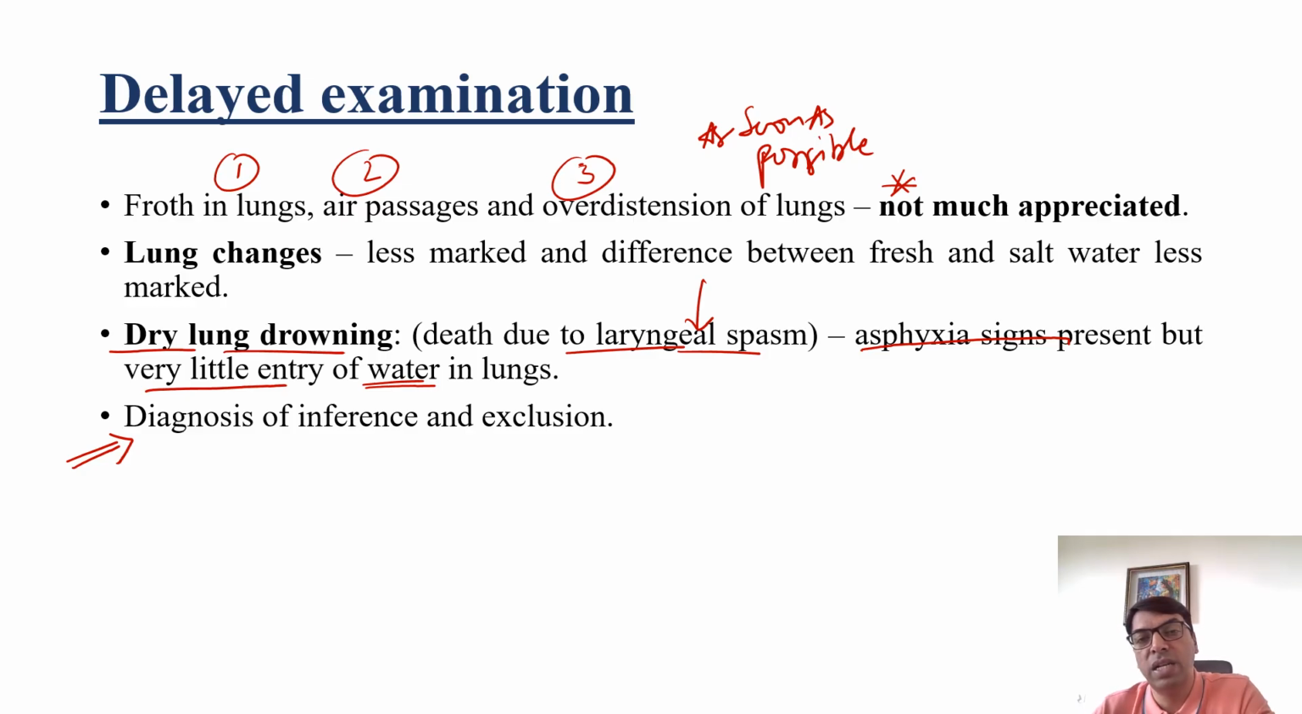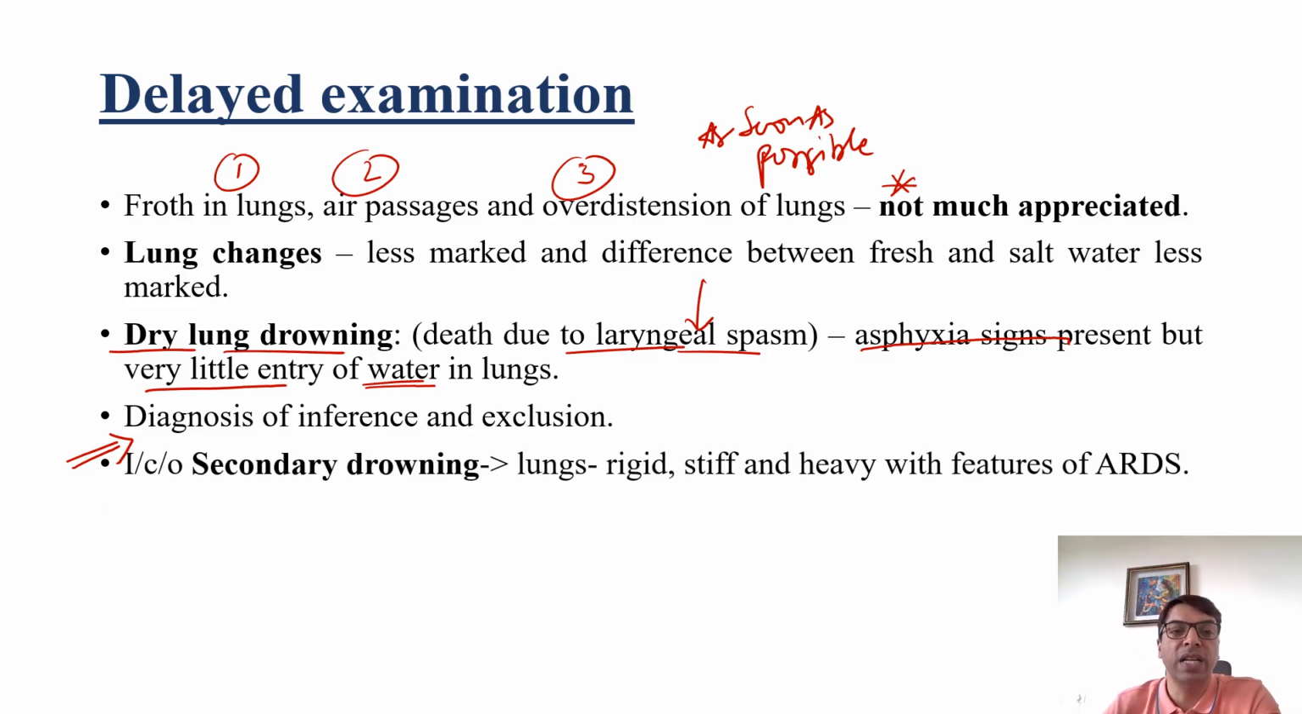In case of secondary drowning, what is secondary drowning? We have discussed it in our previous lecture. If you want to know what secondary drowning is, please see the previous lecture. In case of secondary drowning, the lungs are rigid, stiff, and heavy, with features of acute respiratory distress syndrome.